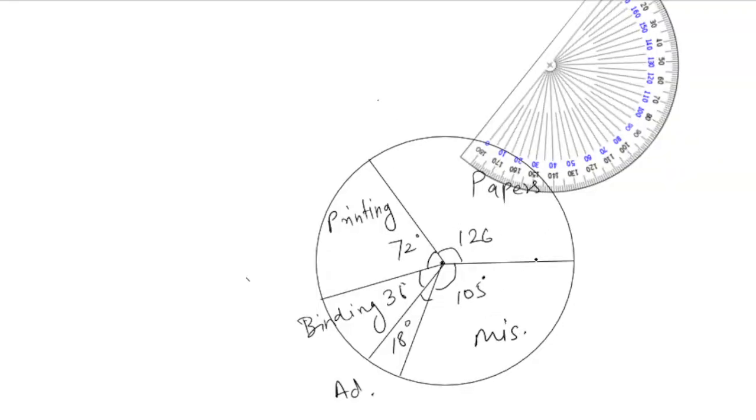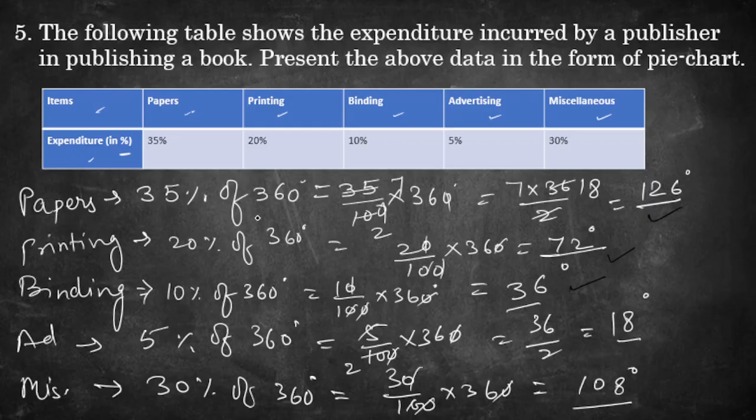So like this we draw the pie chart for the given question. Okay, I hope it is clear to you how to draw pie chart. First of all, whatever percentage or fraction is given to you, you need to find the degrees, and then accordingly you will draw the pie chart.